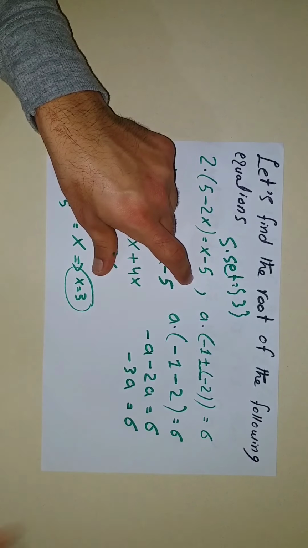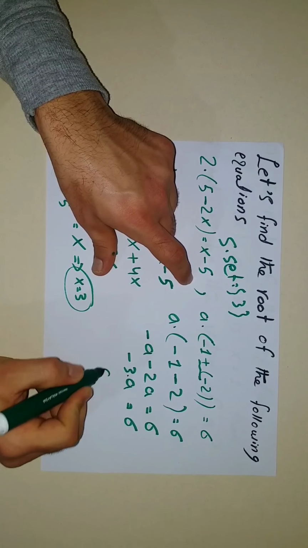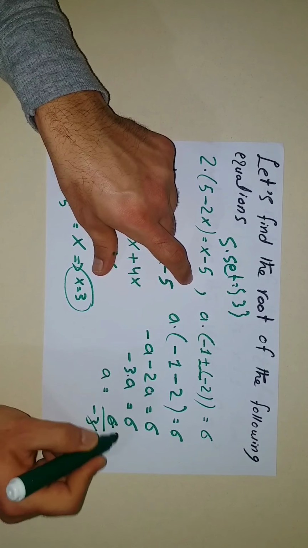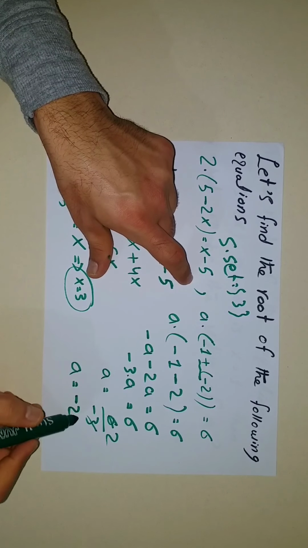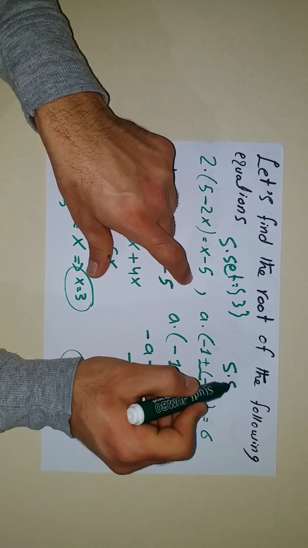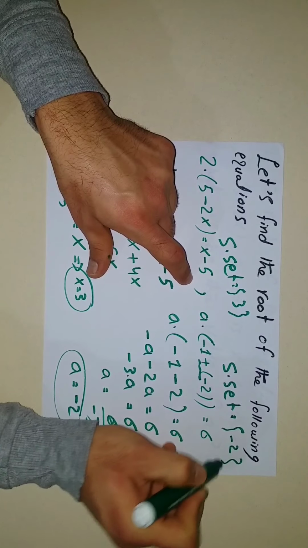This minus 3 will go to the other side of the equation, if it is in multiplication, it will go as a division. 6 divided by minus 3, 3 ones are 3, 3 twos are 6. So the answer will be minus 2. The root of this equation is minus 2. So the solution set of this equation is minus 2.